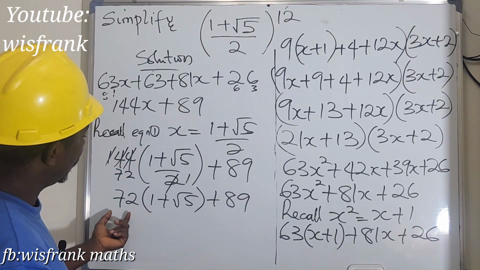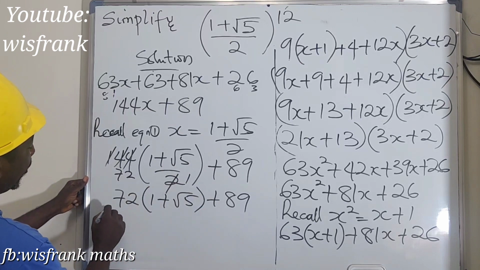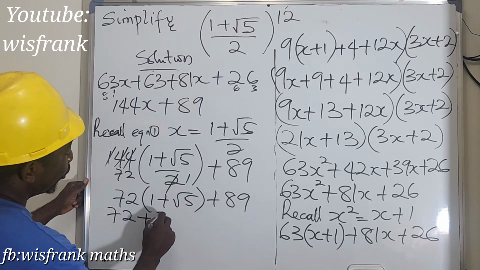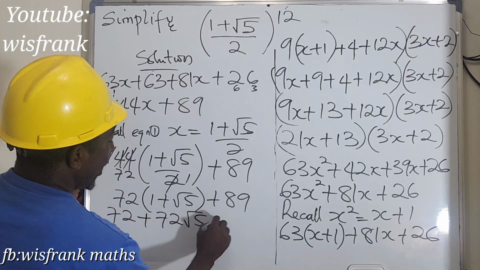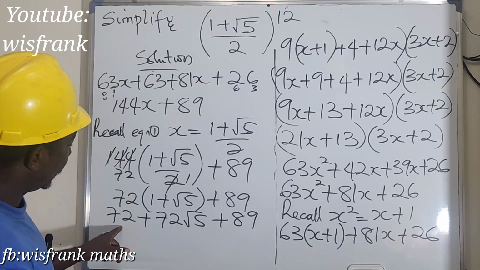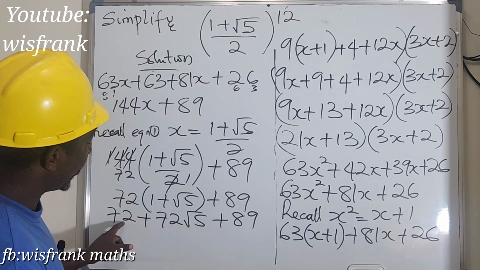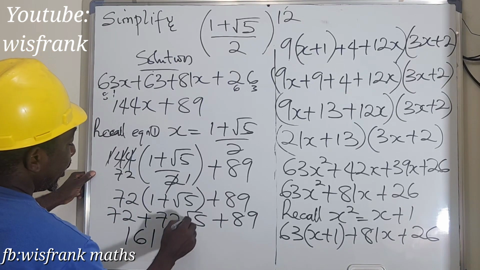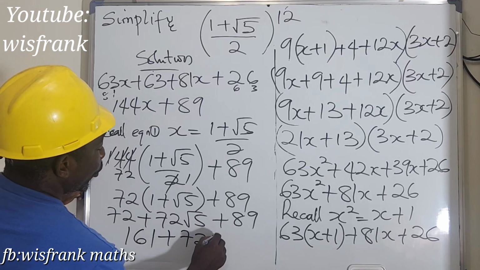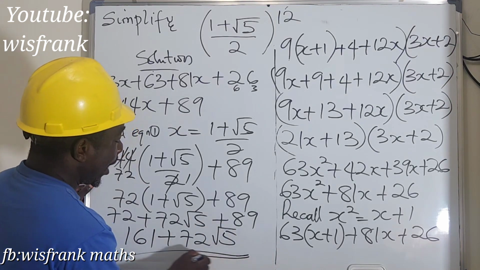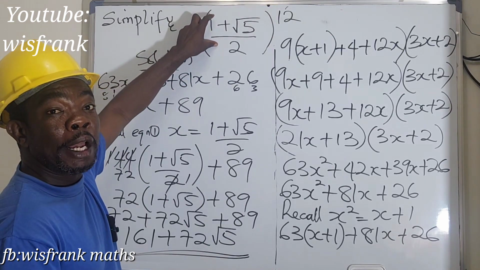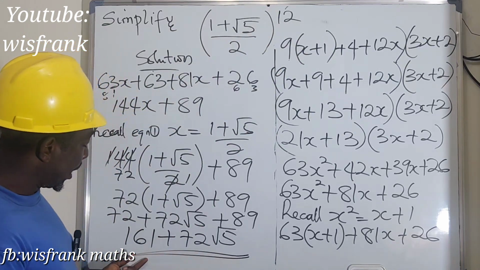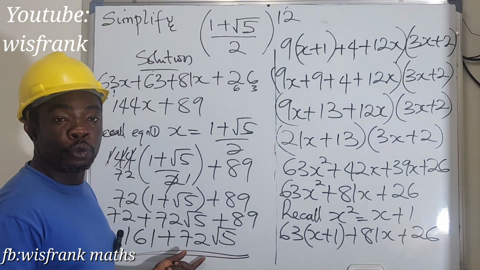So this is the same thing as we can expand this. So expanding this will give us 72 times 1 is 72. Plus 72 times root 5 is going to give you 72 root 5. Then we have plus 89. So now we have 72 root 5, and here 72 plus 89 will give us 161. Then plus 72 root 5. So this is our answer to this big value that was given, 1 plus root 5 all over 2 to the power of 12. The answer is 161 plus 72 root 5.